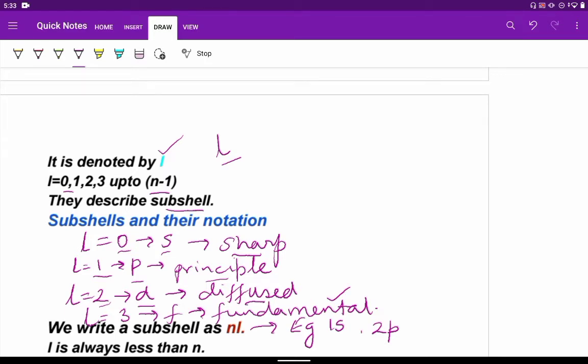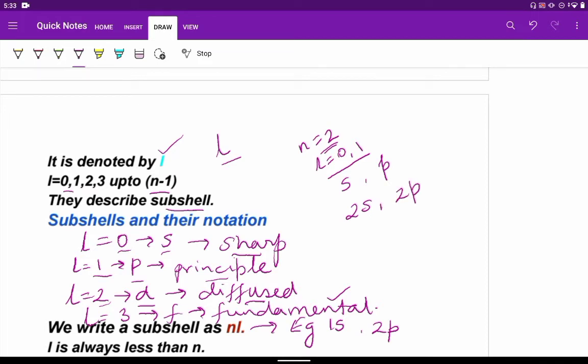For example, when n equal to 2, the values of l can be 0 and 1. So one thing we see, the value of n decides how many values of l are possible. n is 2, so the number of possible values for l is also 2. First value is 0, second value is 1. So there is the possibility of s subshell and p subshell. So we have 2s and 2p. This is the nl denotation, like 2 is n, s is l. We can write a subshell as nl.